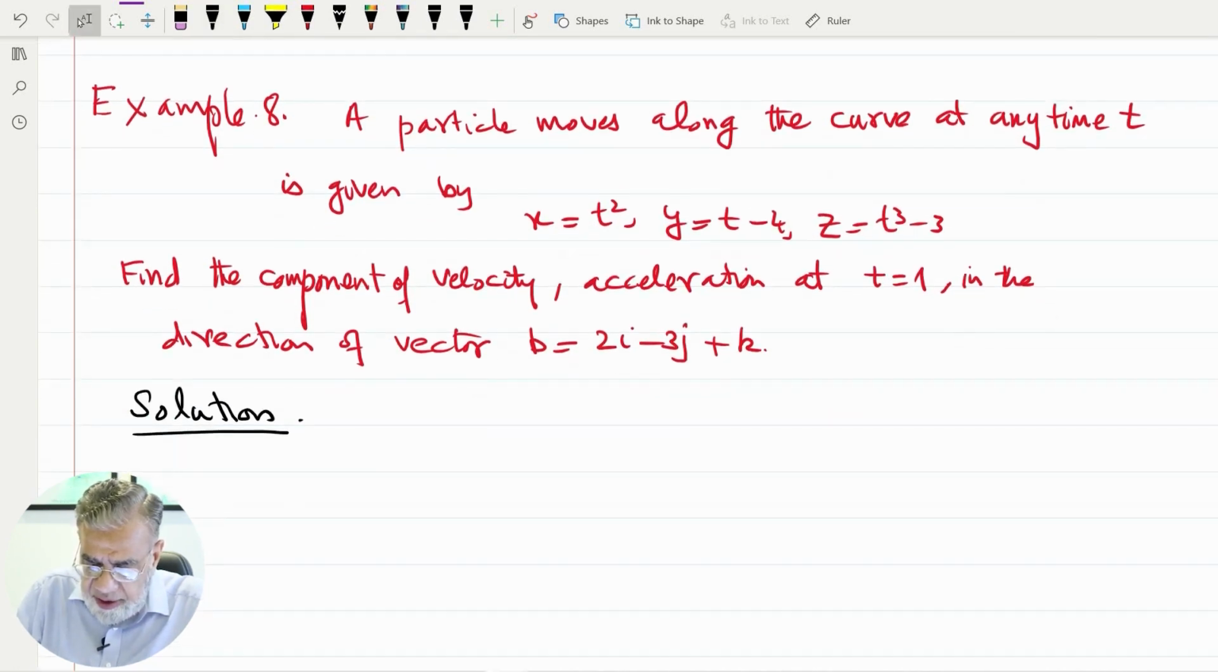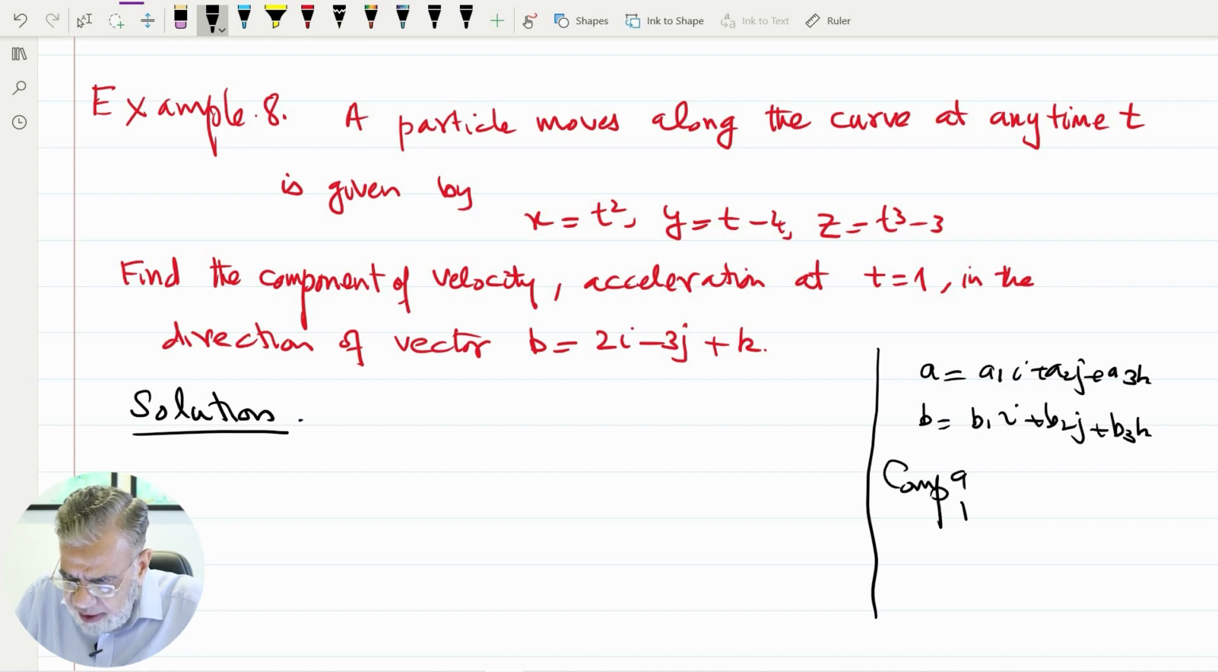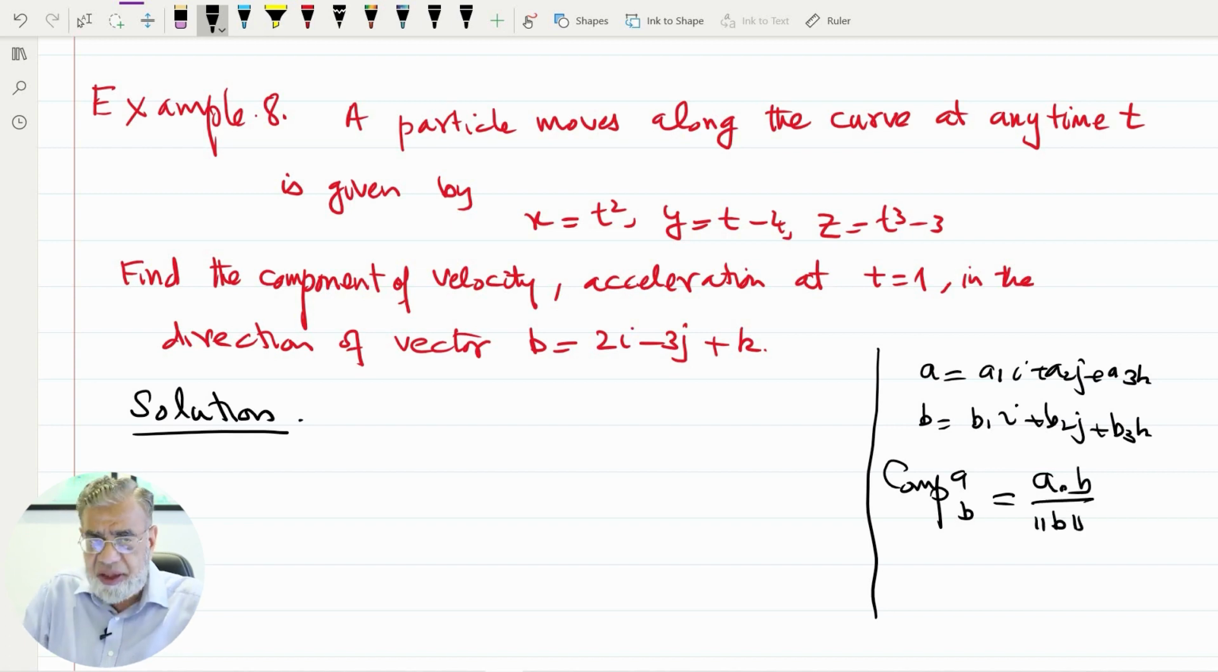We have already done the component of a vector along a vector. For example, given vector a is equal to a1i plus a2j plus a3k, and vector b is equal to b1i plus b2j plus b3k, we have to find the component of vector a along b. So we have the formula a dot b over magnitude of b. We have already done this in the scalar product. We use this to find this one.